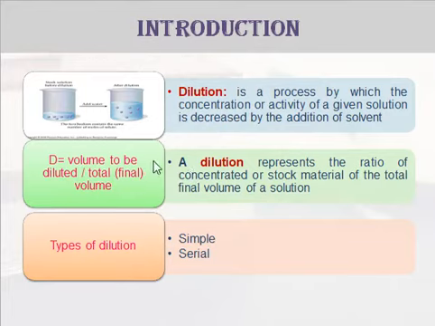So the volume to be diluted should be the numerator of the fraction or ratio, and the total volume or the final volume, which is the sum of sample volume and diluent volume, should be the denominator of the fraction or ratio. There are two types of dilution: the simple dilution, which means one-step dilution, and the serial dilution, which means multiple-step, multiplicative or progressive dilution.